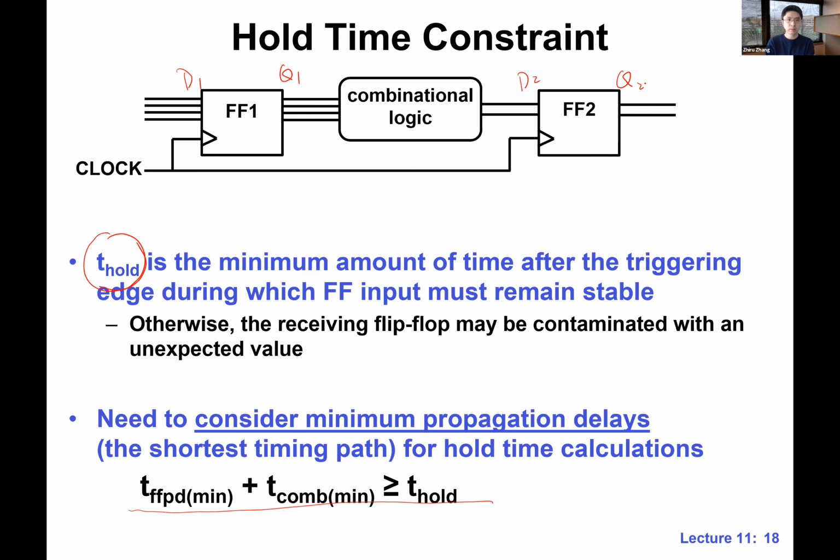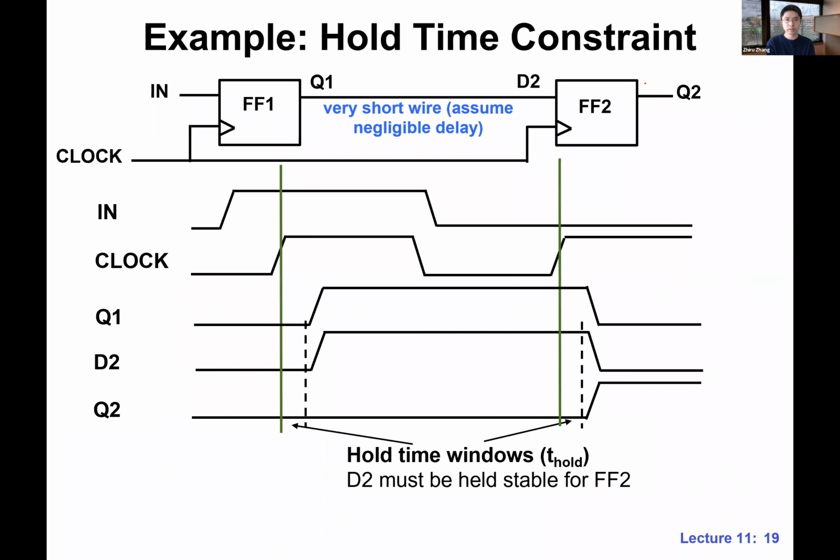Less. What is the extreme case? The extreme case is this: basically nothing in between. And let's assume that we have a very short wire. I'm going to talk about wire delay very soon. We have been assuming 0 wire delays, and in this case we have a very short wire, so 0 wire delay again. So this is the worst case scenario.